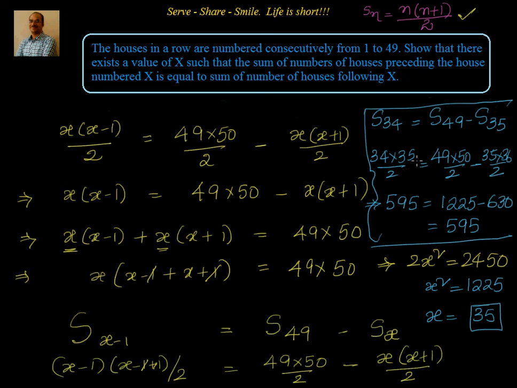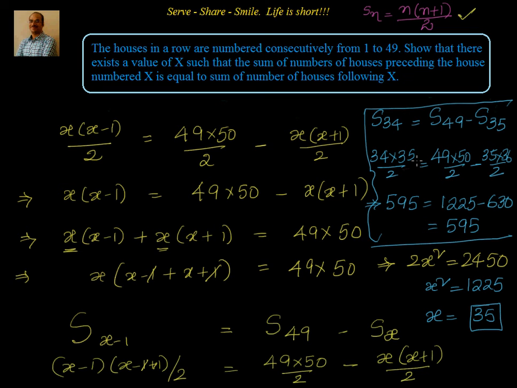So let's summarize this. The houses in a row are numbered consecutively from 1 to 49. Show that there exists a value of x such that the sum of numbers of houses preceding the house numbered x is equal to the sum of numbers of houses following x. So what we will do now, we'll just keep in mind the numbers 1 to 49 we have been given, and they are going consecutively 1, 2, 3, 4. So there is a value between 1 to 49 that we have to find out. So let us say that's equal to x. They have already given us that it is x.